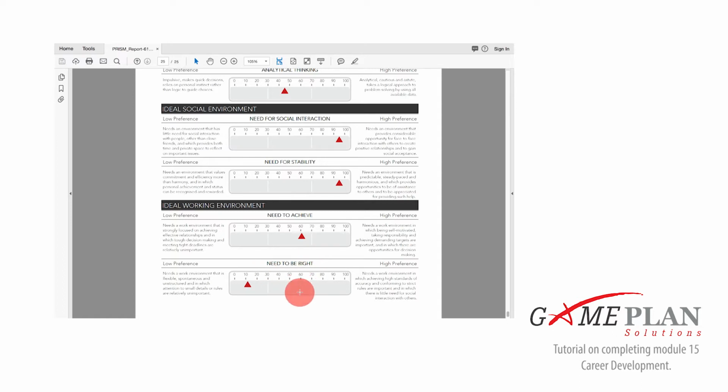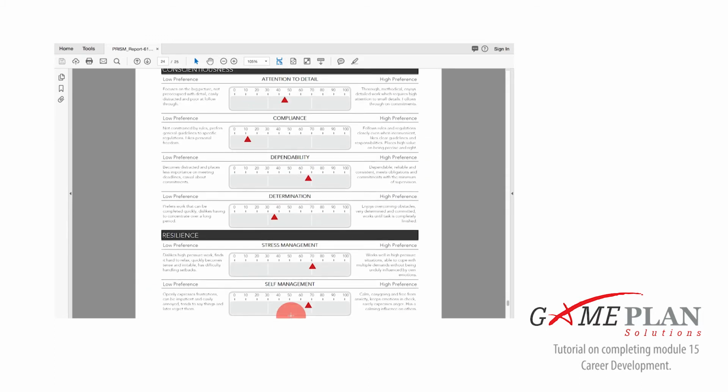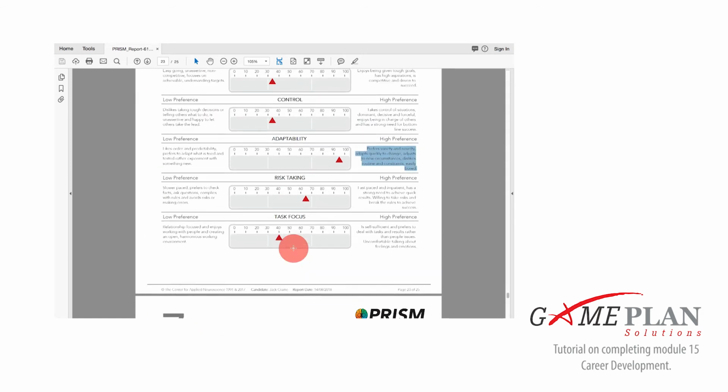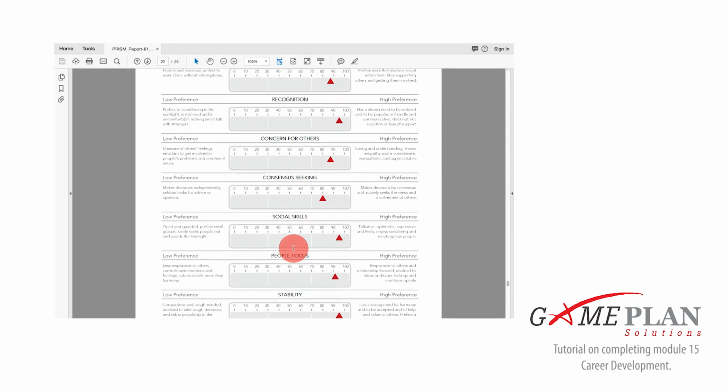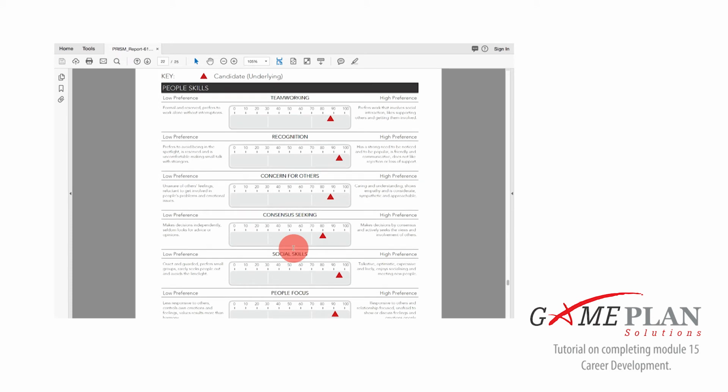So you'll see the category, ideal working environment, the subtopics, need to achieve, need to be right, and then your personal rating against those key areas. There's quite a lot of information here over these few pages, but it's invaluable. So what I would recommend for this task is to take a good bit of time to really digest and process this.